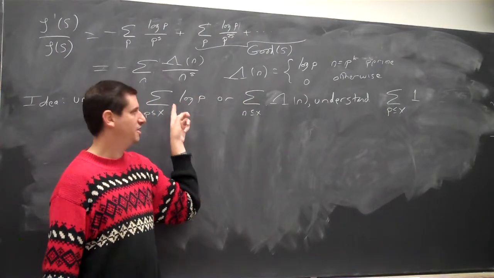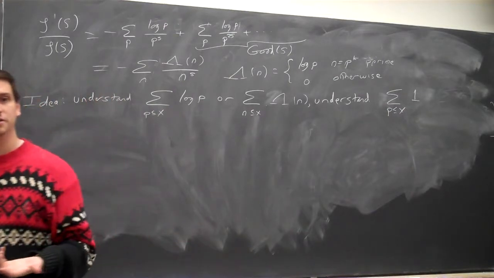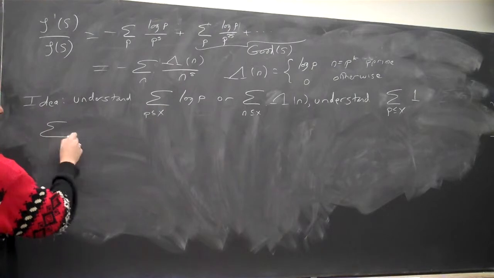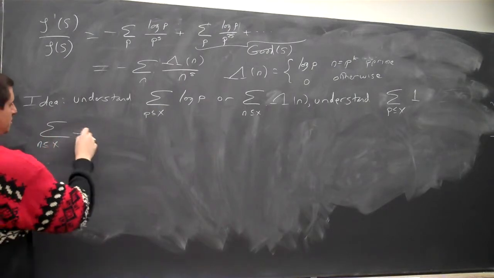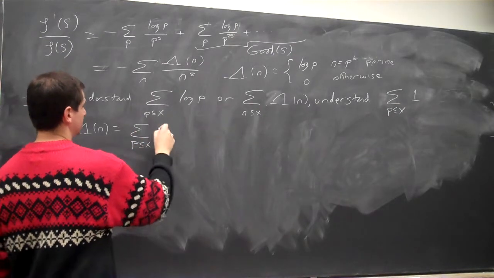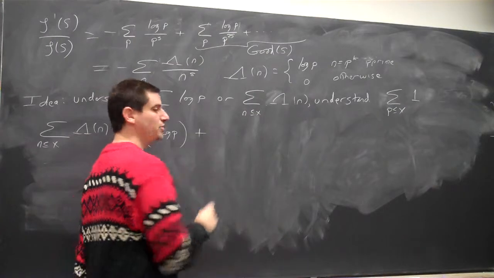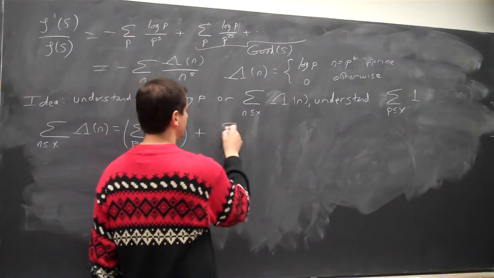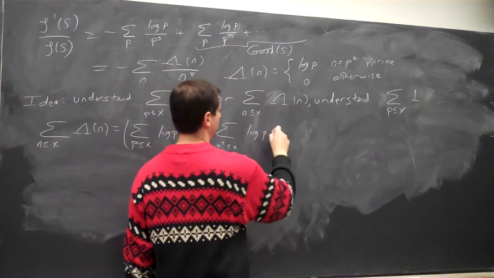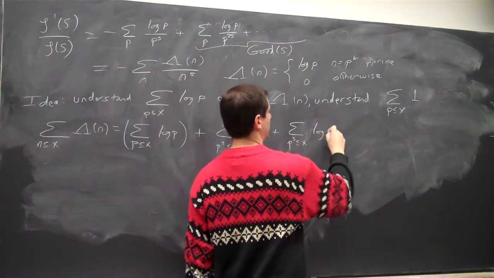Which sum is larger? The first sum or the second sum? Second sum, right? Second sum contains the first sum. So the sum of n less than or equal to x of lambda of n is the sum of p less than or equal to x of log p. And now let's see what else we have. Then we have the sum of p squared less than or equal to x of log p plus the sum of p cubed less than or equal to x of log p.